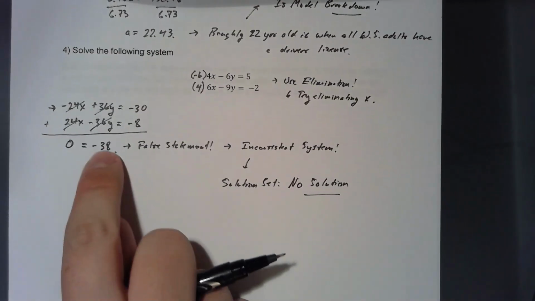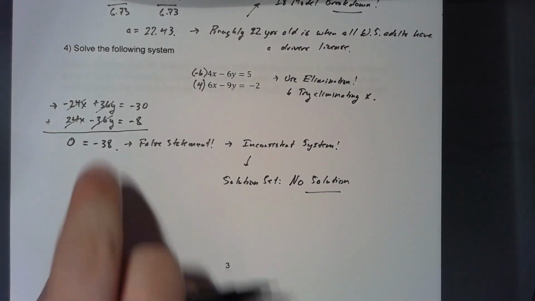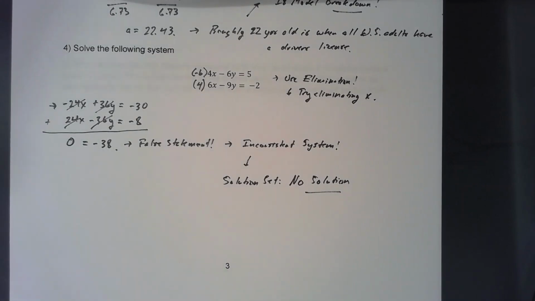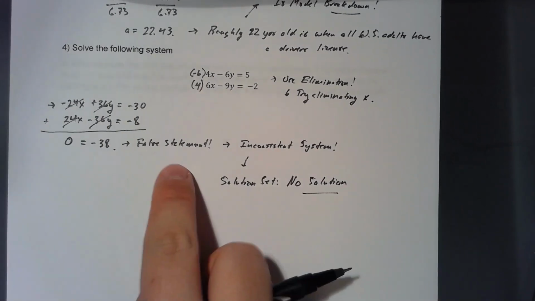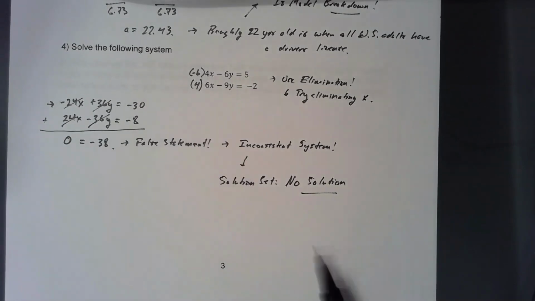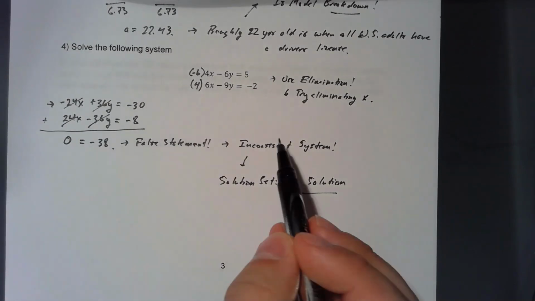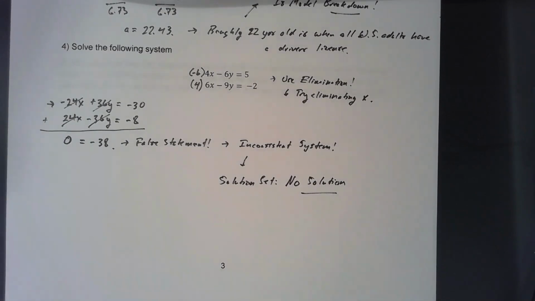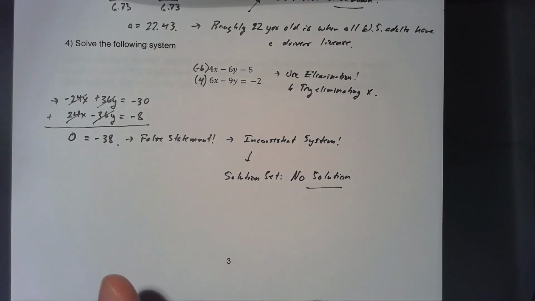So, you know, just because you get this doesn't mean you did something wrong. If you remember when we covered the notes, I talk about this in chapter, I think it was chapter 3. When we did systems of equations, I talked about if you get a false statement, that means you have no solution. So, yeah, this one doesn't have a solution.